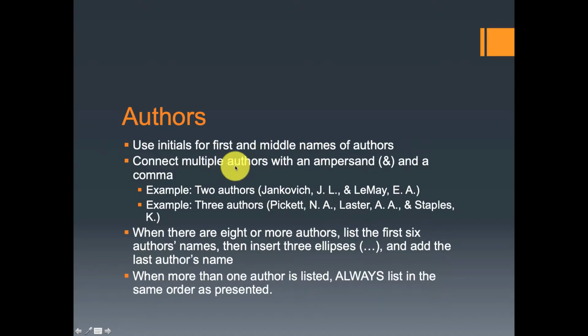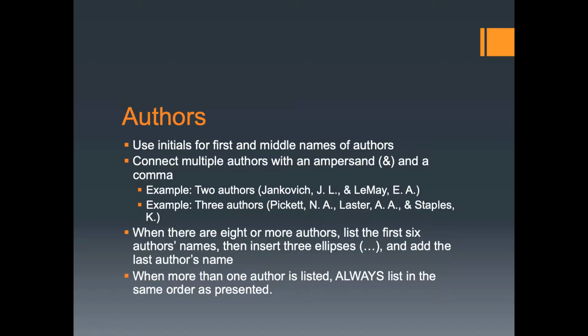So let's look at an example. In this example, we have two authors. We have Jankovic, comma, J period, L period, because that's the middle initial. Then you have your comma. You have the ampersand sign. And then you have the next name, comma, E period, A period. If you have three authors, you're going to do the same thing. Make sure you have the commas in between the names, and before the last name, you use this so-called ampersand sign.